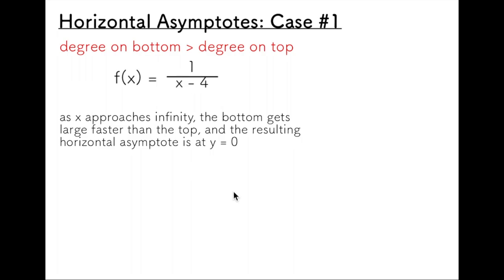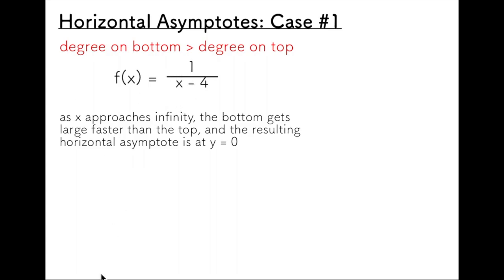So what we want to do is look at our definition of horizontal asymptotes, which remember was what happens to the function as the x values get bigger and bigger, and I want to analyze what happens to this particular function. In this case, as x approaches infinity, you should see the bottom get larger much faster than the top because the degree is higher on the bottom.